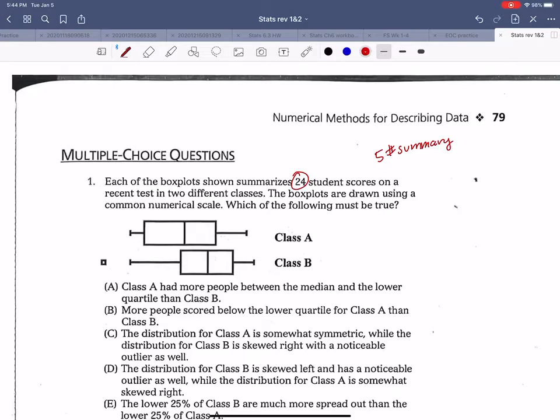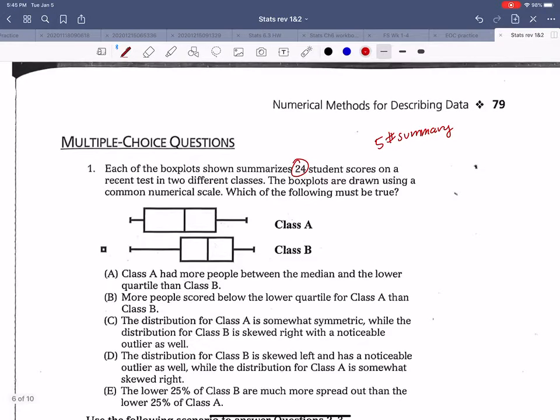So on a recent test in 2 different classes, the box plot drawn uses a common numerical scale. Okay, which must be true. So when we look at this, and if you looked at the answer in the back of the book, it says the lower 25% of class B, so that's this part, are much more spread out than the lower 25% of class A. And that is definitely true. So you would have taken the time to read through all of those, but E is absolutely positively true.